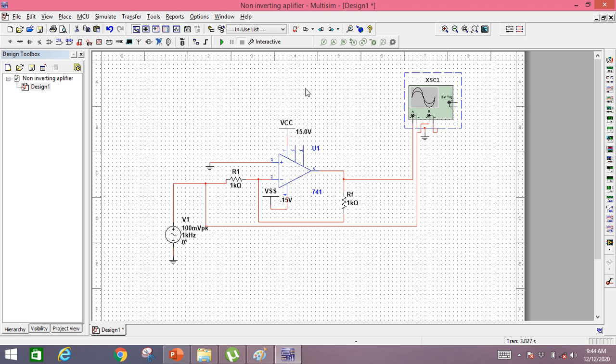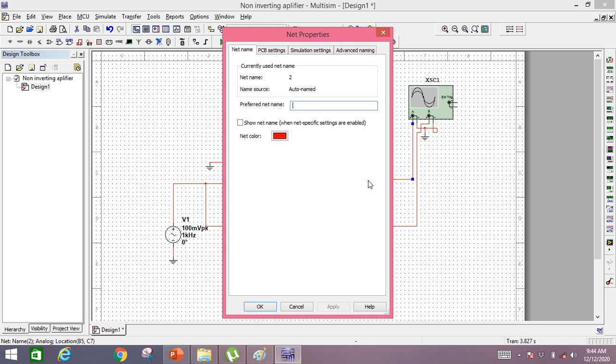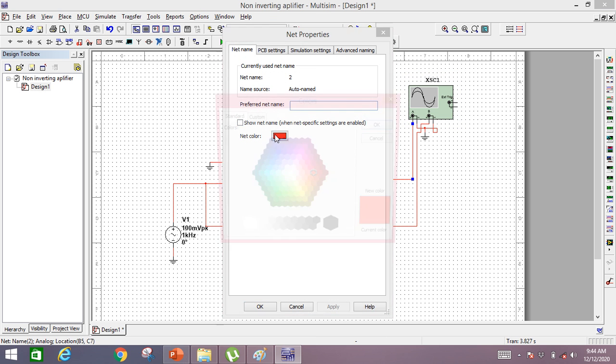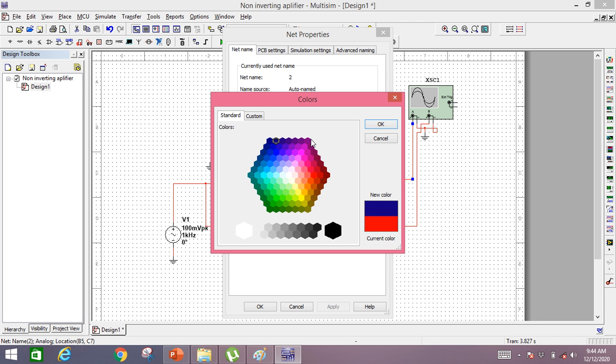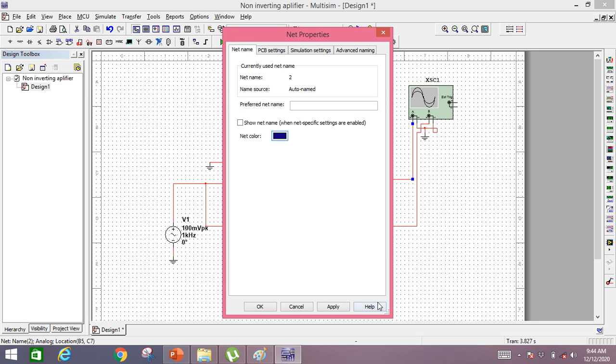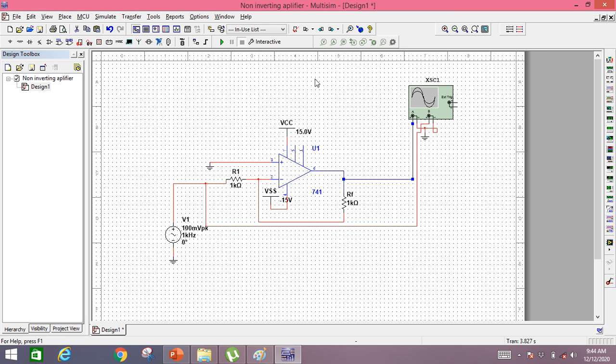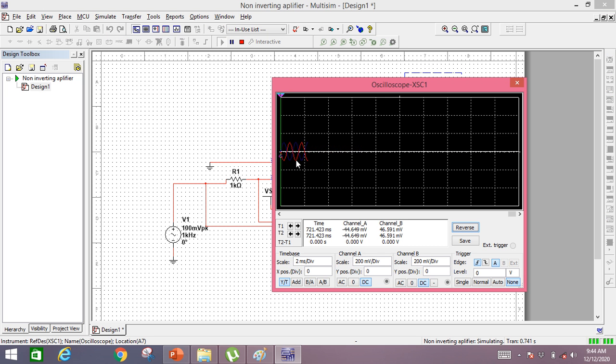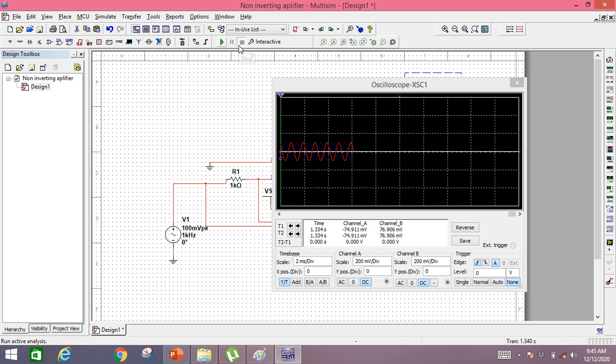The color of the output signal is blue. Apply. Okay. Now let's run the circuit. The input voltage is exactly equal to the output voltage.